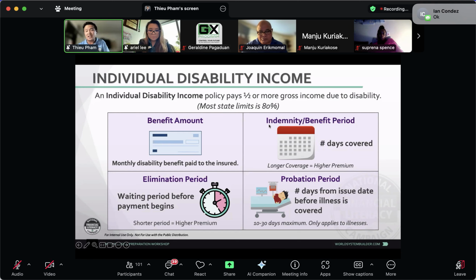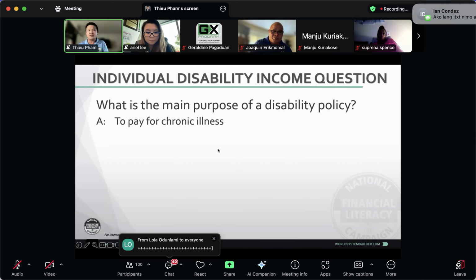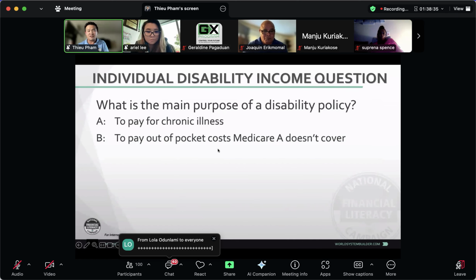I think on the test they'll ask questions about benefit period and elimination period, and then what will cost more, what will cost less. They will order it, and you pick the right answer based on the question. Okay, so what is the main purpose of disability policy? It is to, what is the answer? Okay.